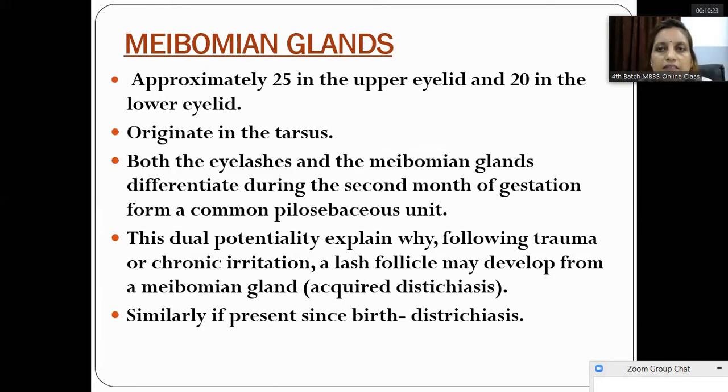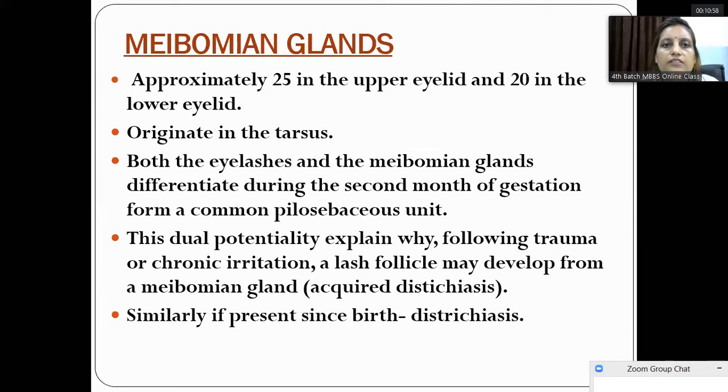Meibomian glands, approximately 25 in the upper eyelid and 20 in the lower eyelid. So how many meibomian glands are there in the upper and lower eyelid? These are very important, because when we discuss chalazion and stye, you will come to the meibomian glands, and why there are multiple chalazions. This is all due to abnormalities of the gland. So there are 25 to 30 meibomian glands in the upper eyelid and 20 in the lower eyelid.